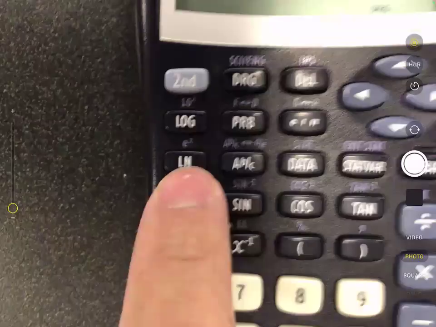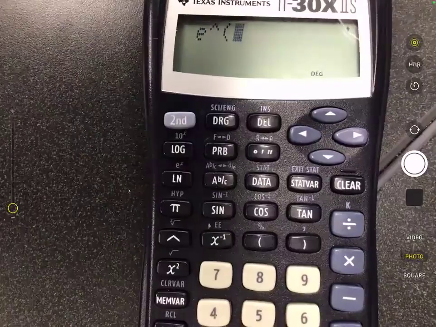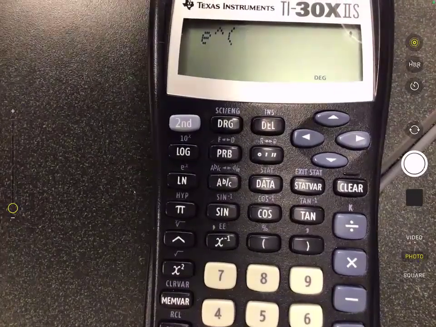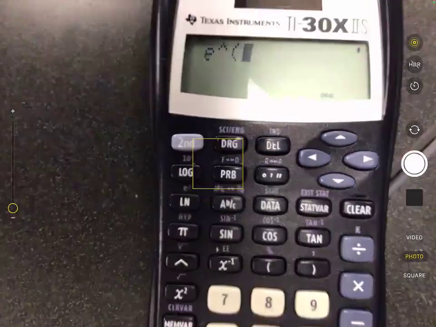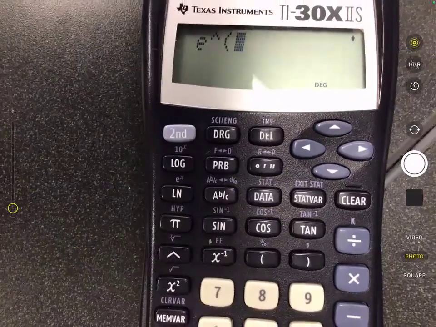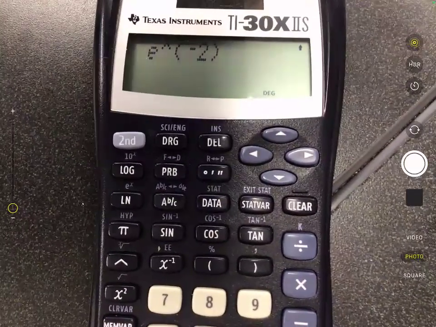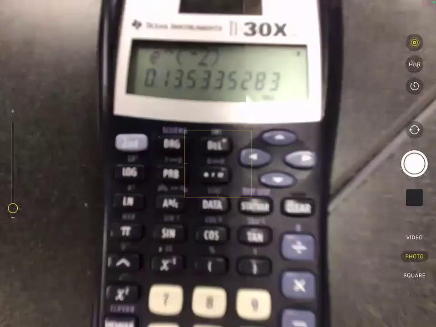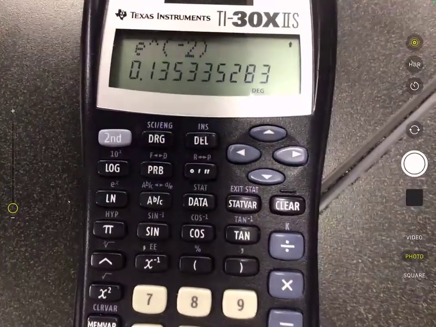So to get to that, I do second, that button. And you notice it creates the exponent automatically, right? The up arrow means exponent. The way the letter E works, it pretty much always has an exponent. So I'll just type in e to the power of -2. That's the x value. Since this one goes on forever, let's just round to the nearest hundredth.